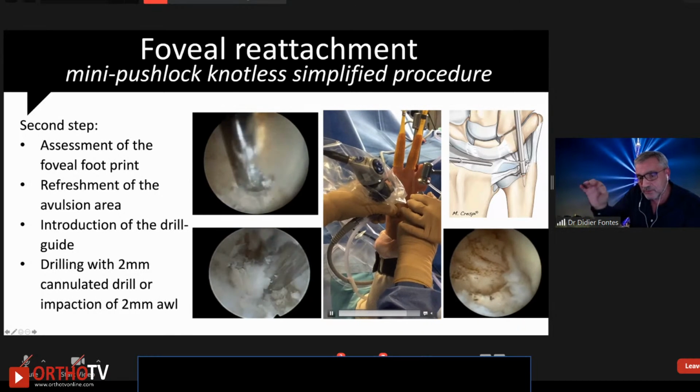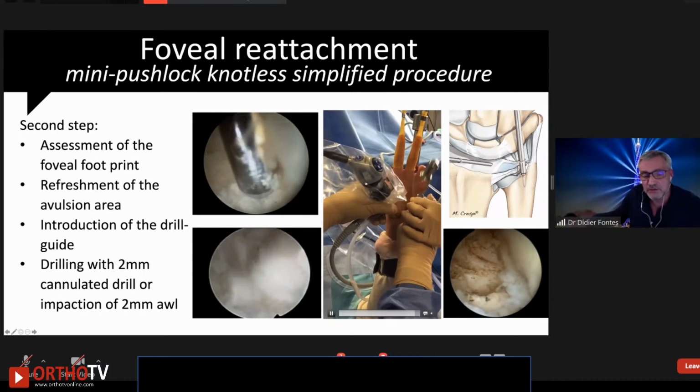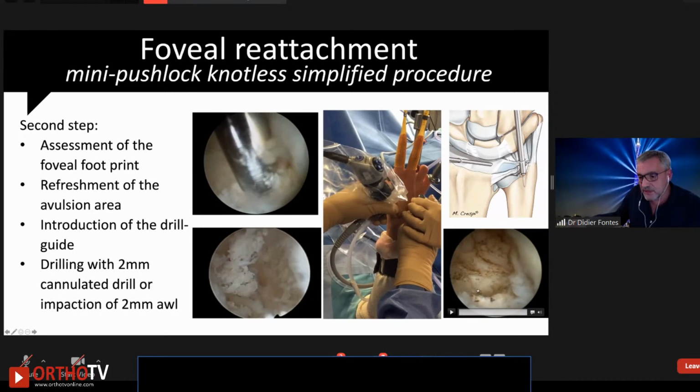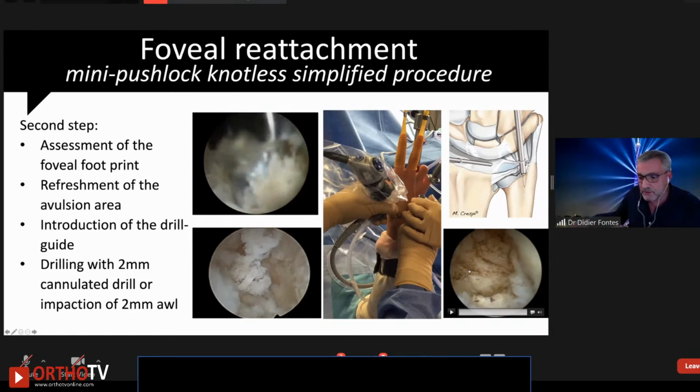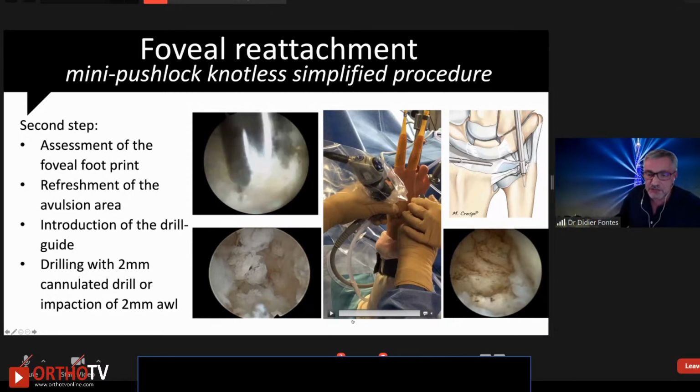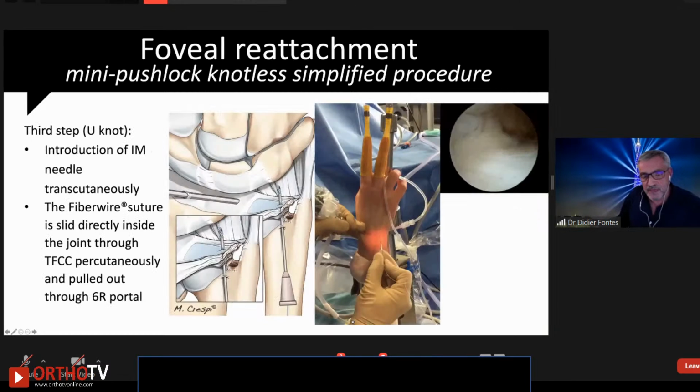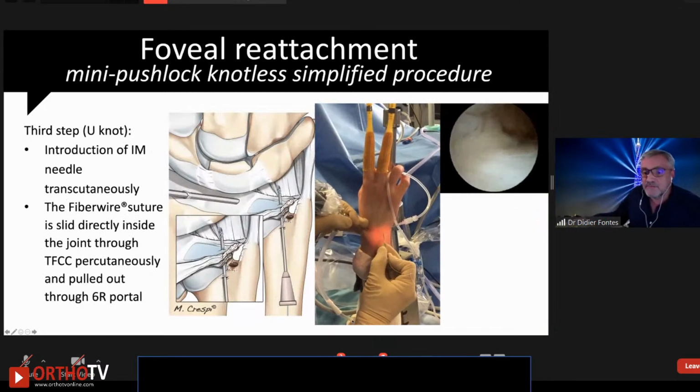You have only to be very precise for the orientation of your hole, and then you can assess it with a little probe to be sure there is no fracture. It is very good, and you can control it with an X-ray control. And then it seems very simple.